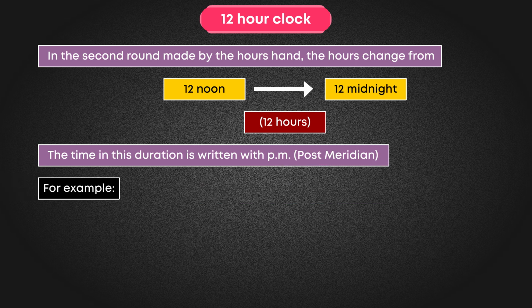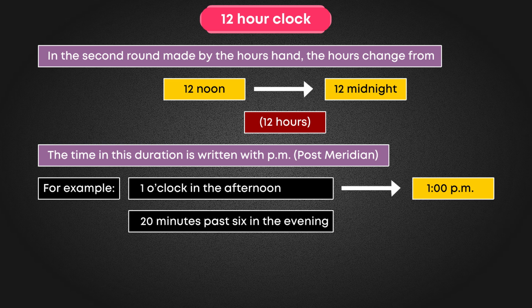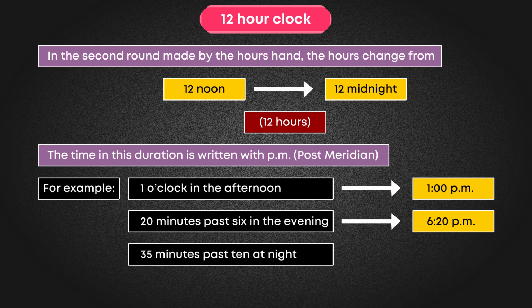For example, 1 o'clock in the afternoon, 1 p.m. 20 minutes past 6 in the evening, 6:20 p.m. 35 minutes past 10 at night, 10:35 p.m.